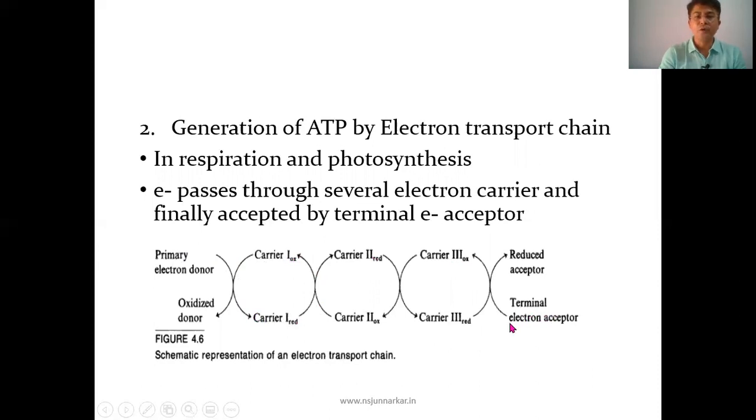So this is how the electron transport chain operates in the organisms, where the carriers are located in the membranes, in the cell membrane of the microbes, whereas in case of eukaryotes, the electron carriers are located in the inner membrane of the mitochondria.